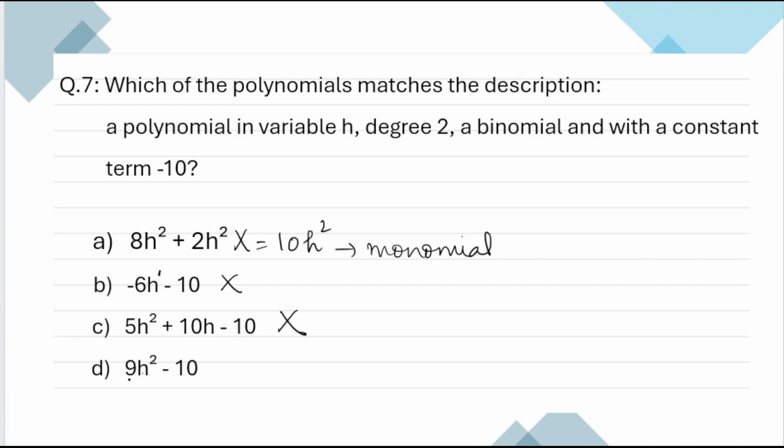And then we have a binomial here. So let's check again. A polynomial in variable h, of course we have h, degree 2, yes, degree is 2. A binomial, yes, two terms, binomial. Constant term, negative 10. Yes, we have the constant term as negative 10. So what is our correct answer? D part.